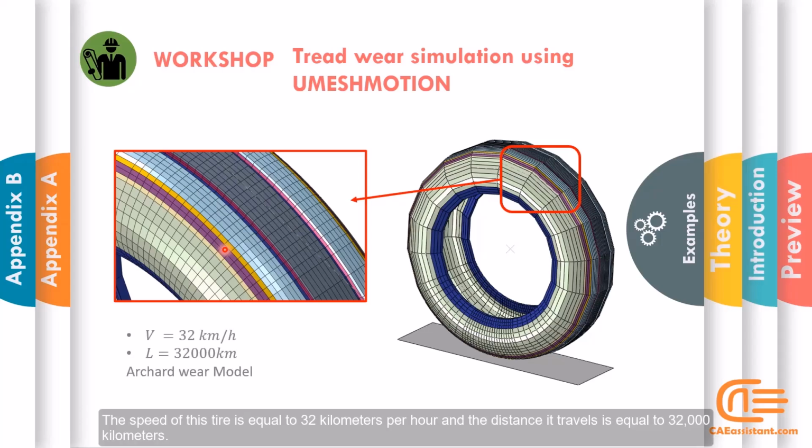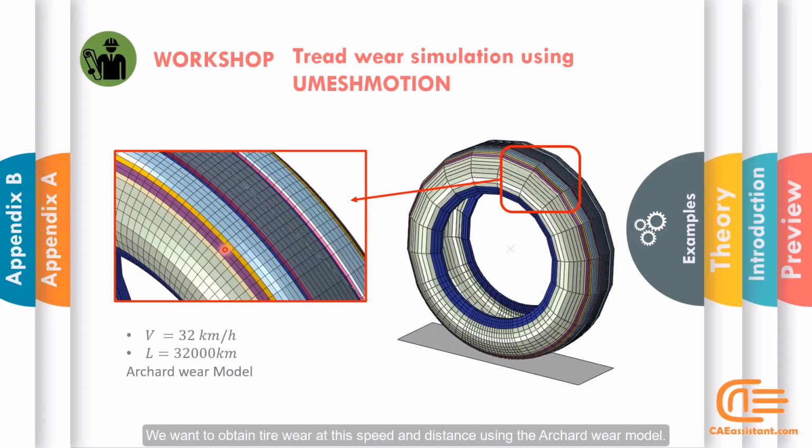The speed of this tire is equal to 32 km per hour and the distance it travels is equal to 32,000 km. We want to obtain tire wear at this speed and distance using the Archard wear model.